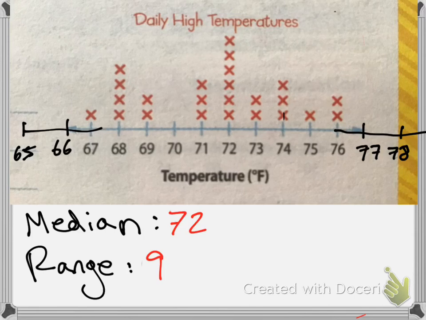What about this though? What if I put a data point there? Did my range change? Yes, because I have a new smallest point. What if I put a point here?